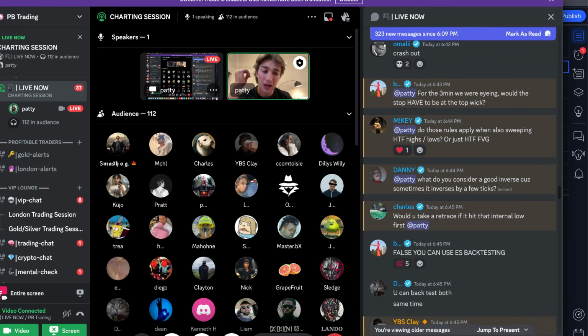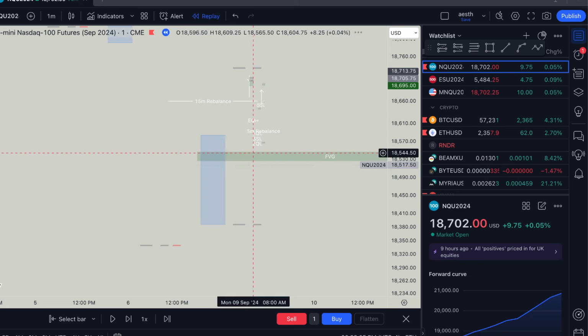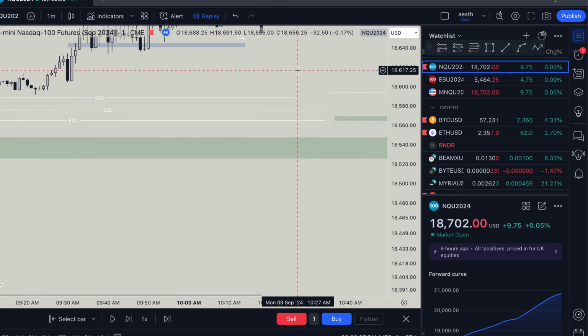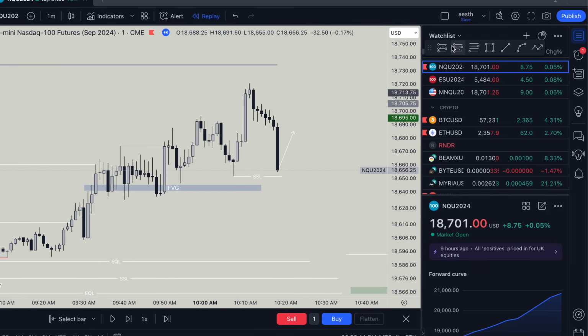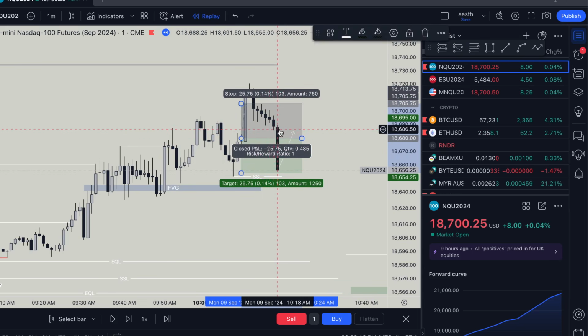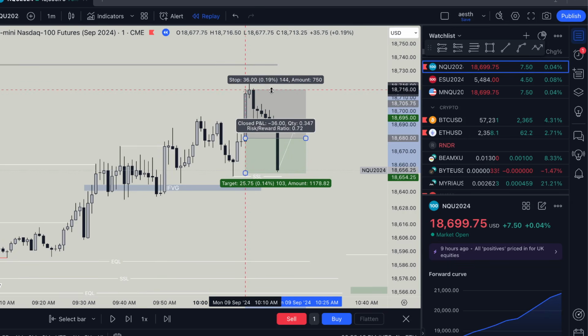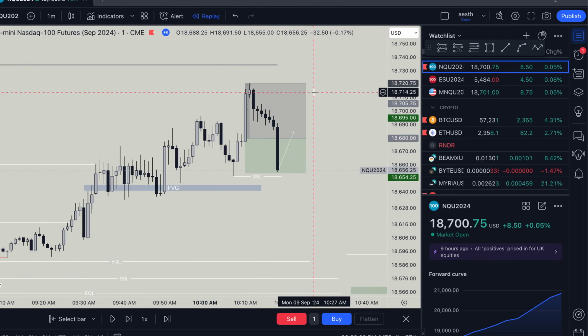I don't really put my stops at tops or bottoms of wicks. Whoever just asked that, I usually put it at the body of the last down closing candle. So let's say I was entering right here, and let's say the inversion happened right here. I'd usually put it like this. The safer route is to put it at wicks.